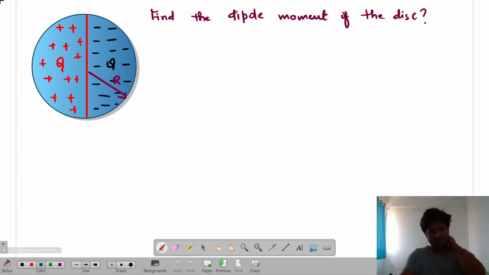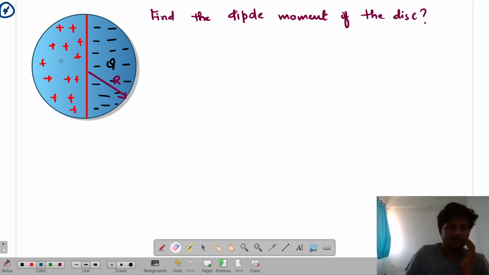Next question, try it. Dipole moment for the disk. Where does my center exist? Once again, it will behave like two semicircular disks. Simple, right? Here plus q, and here minus q.